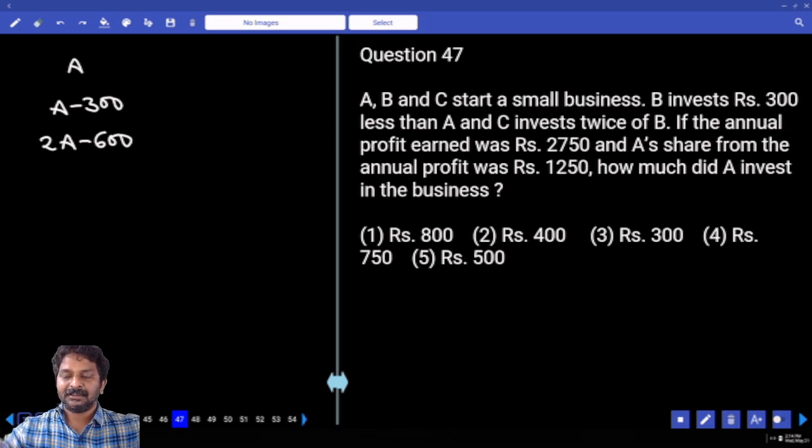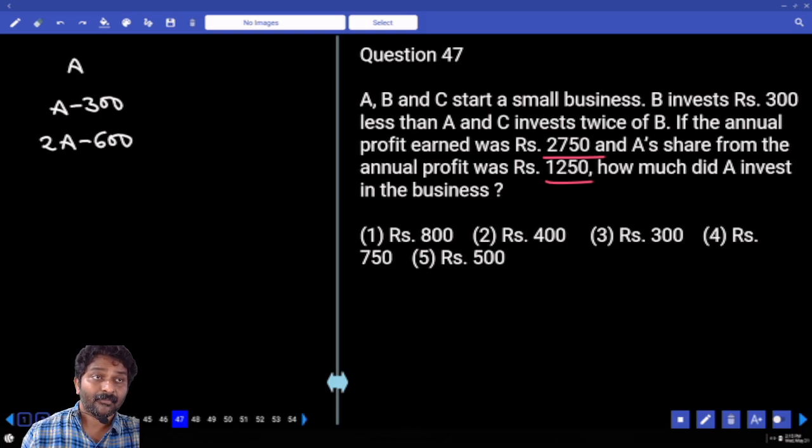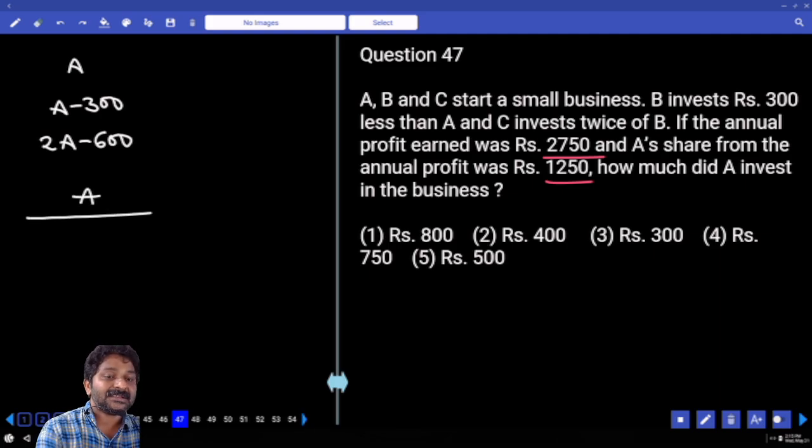If the annual profit earned was 2750 and A's share from the annual profit was 1250, how much did A invest in the business? Out of 2750, if 1250 goes to A, how much is remaining? 1500, who gets it? Both B and C. A invested A rupees. B and C together invested 3A minus 900.